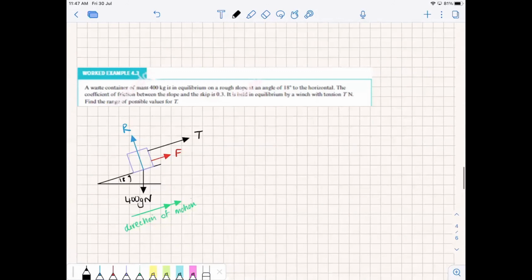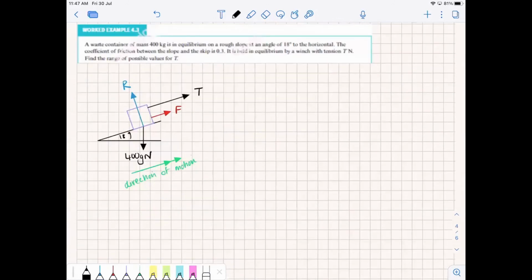Okay, last example. Here we have a container on a rough slope of 18 degrees. So here's my 18-degree slope. Here's the weight of the object acting vertically, because gravity pulls straight down. Here's my normal contact force, which acts perpendicular to the slope, which is why it's not vertical, because the slope is not vertical or horizontal. There is some tension.